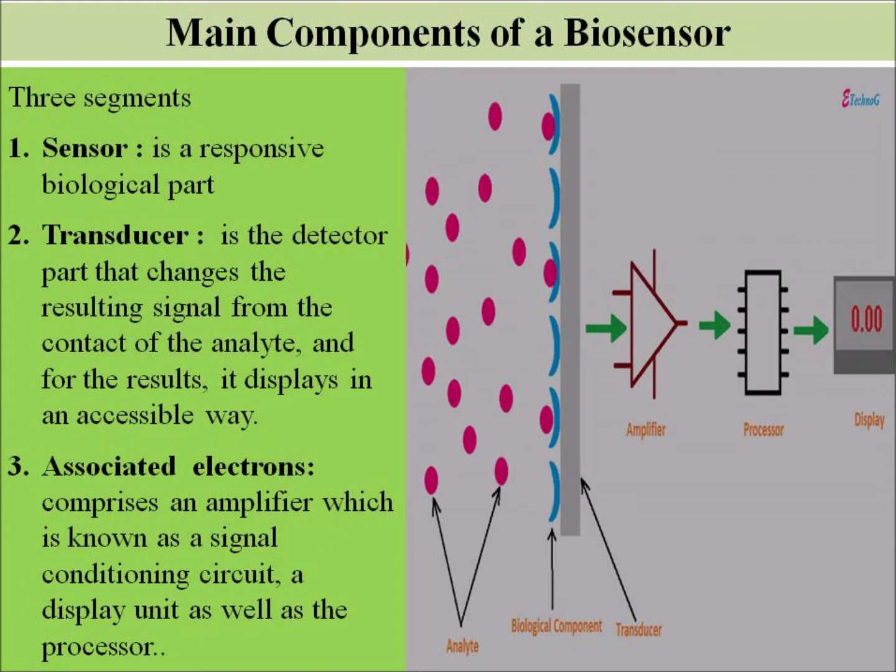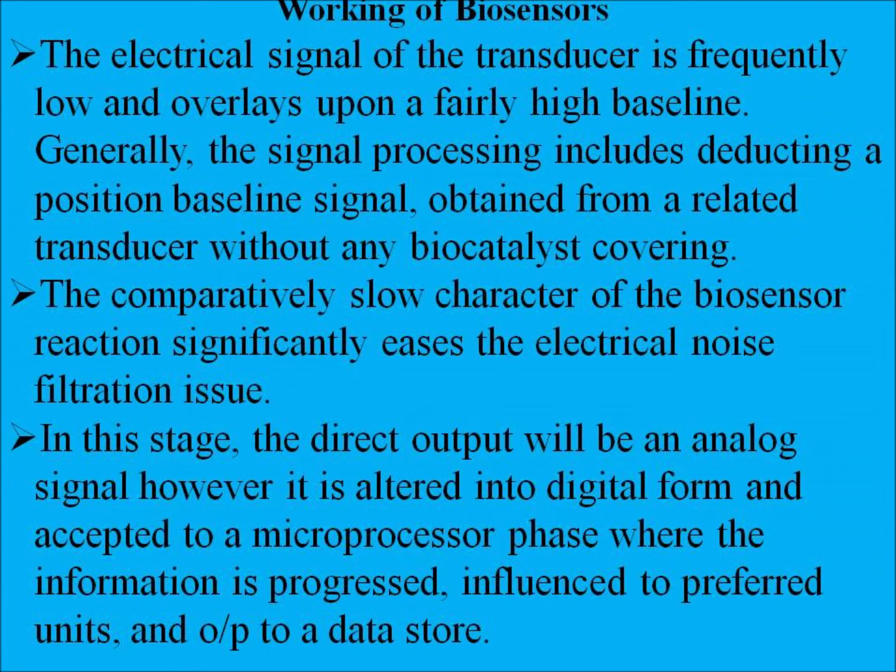One is sensor, a responsive biological part. Two is transducer, the detector part that changes the resulting signal from the contact of analyte, and for the results it displays in an accessible way. Third one is associated electronics, which comprises an amplifier, known as signal conditioning circuit, a display unit as well as the processor. Working of biosensors.